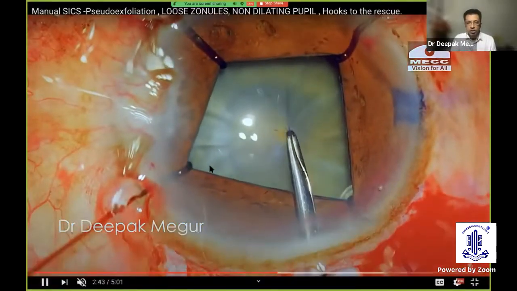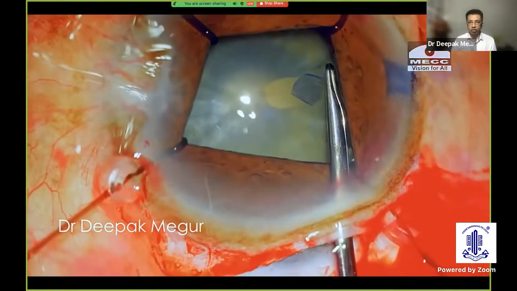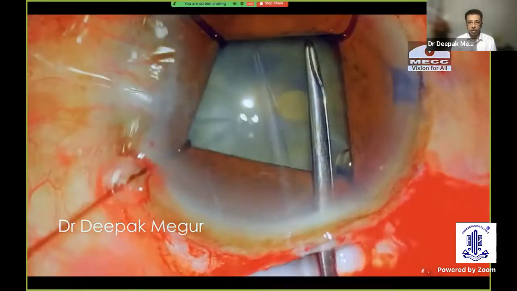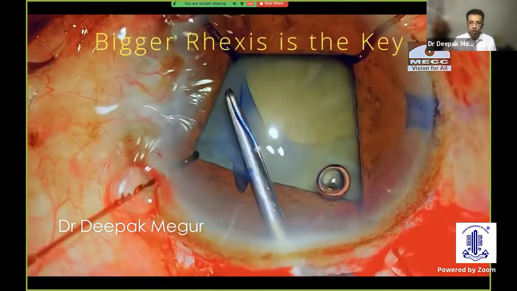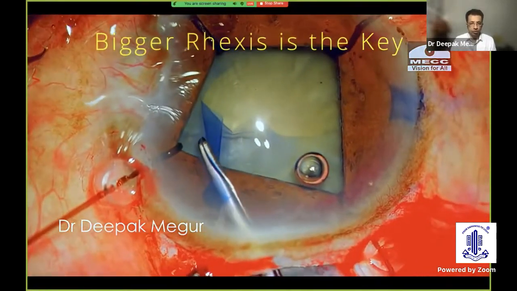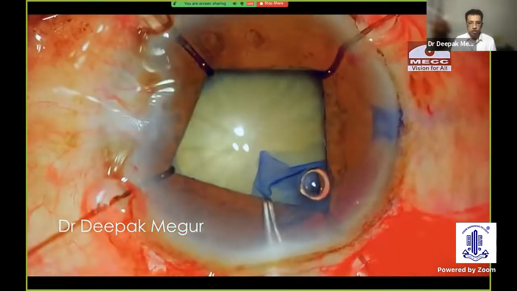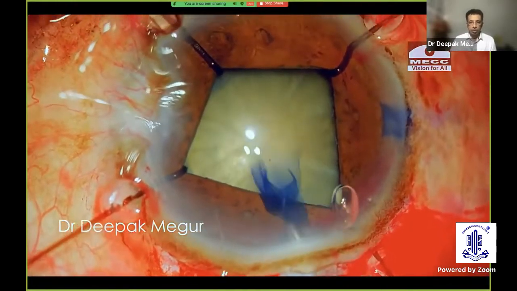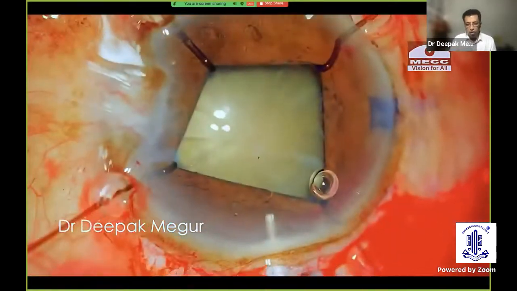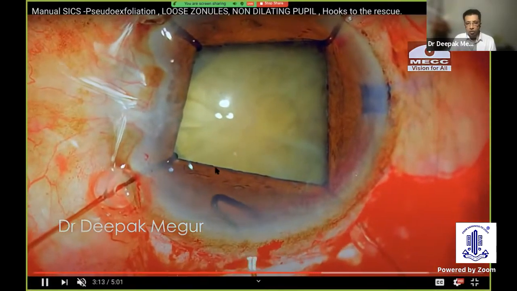You can see the lens is quite wobbly here. I can see the wrinkling of the anterior capsule, which is all suggestive of significant zonular weakness, but the capsule could be tented quite well. In such situations, I always prefer to use forceps compared to a needle, because it is much less stressful on the zonule, which tears easily. The goal is to do a bigger rhexis. But having done this, I am still not sure about the size of the rhexis. So in this area, I want to enlarge it.